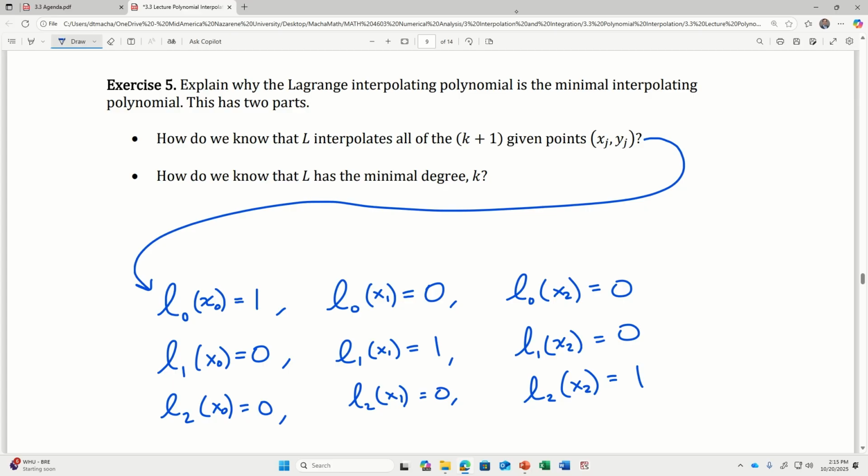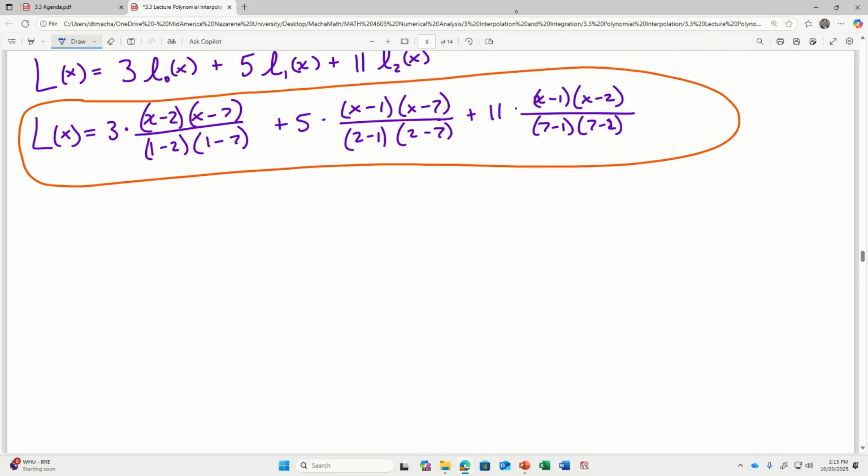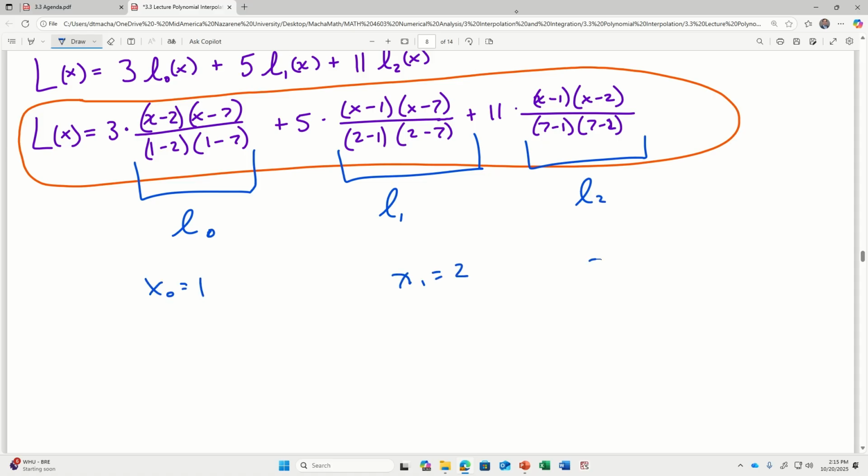So let's go back and verify that this is true. This is L0, L1, and L2. x0 is 1, x1 is 2, x2 is 7. So for L0, if I plug in x0, I should get a 1. If I plug in x equals 1, then the numerator is exactly the same as the denominator, right? So it should be 1.